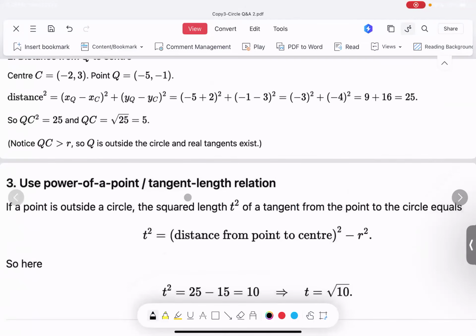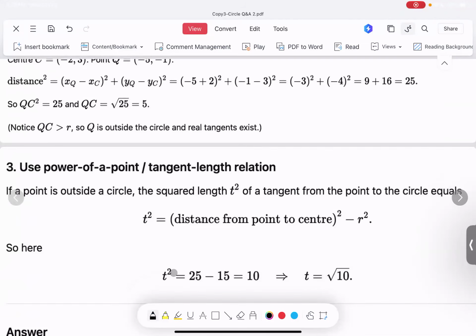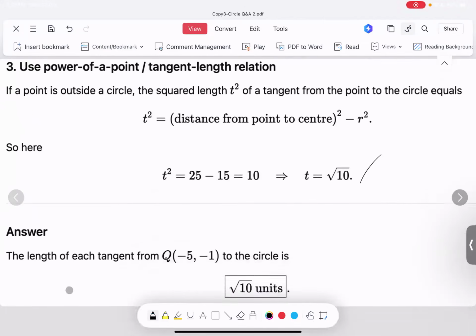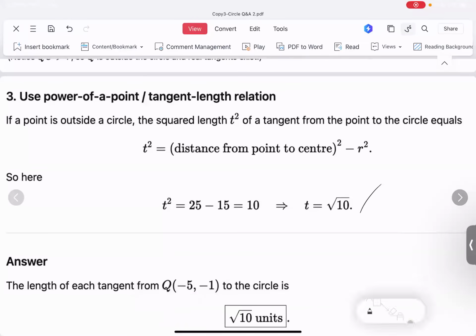So use the power of a point for the tangent length. You can use this method. So t squared equals 25 minus 15, equals 10, so t is equal to square root of 10. In conclusion, the length of each tangent from Q (-5, -1), which is given by the question, is square root of 10 units.